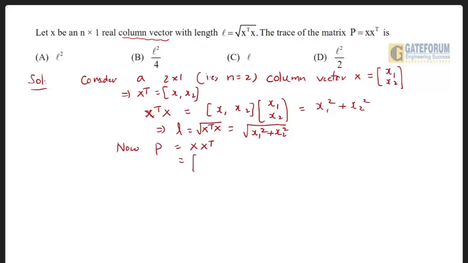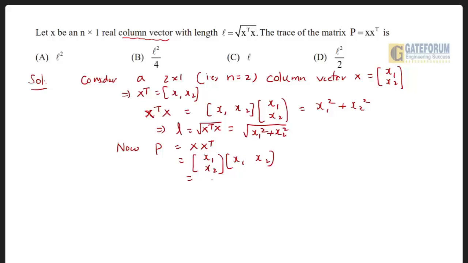X means column matrix x1, x2. X transpose is row matrix x1, x2. So this is 2 into 1 times 1 into 2, so you will be getting a 2 cross 2 matrix. If I consider an n cross 1 column matrix, you will be getting an n cross n square matrix P. It is time consuming and confusing also if you take the general case of an n cross 1 matrix. Total n into n elements, and writing that n cross n matrix also takes more time.